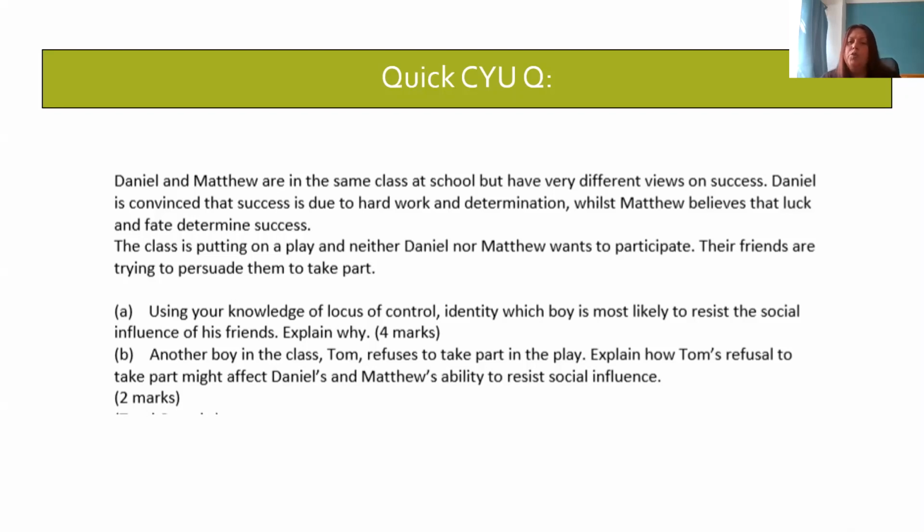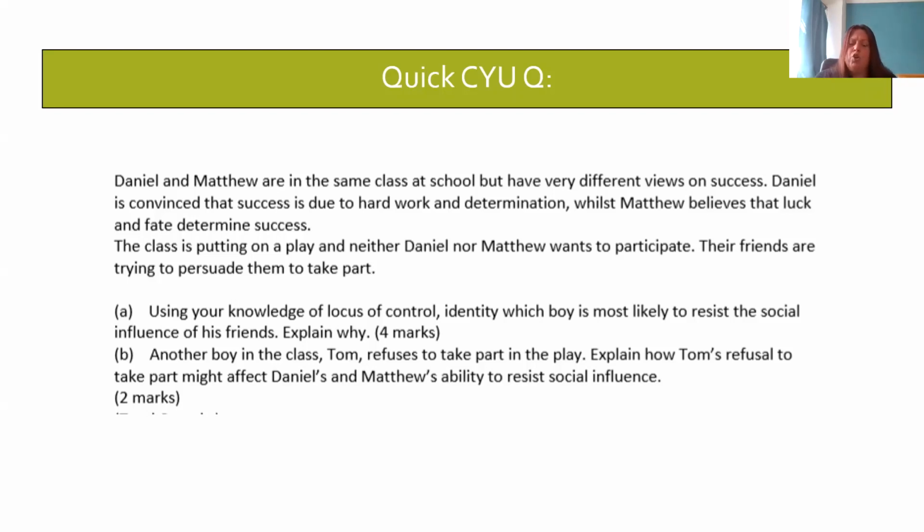Question A. Using your knowledge of locus of control, identify which boy is most likely to resist the social influence and explain why. So look at that question, 4 marks, using your knowledge. First thing, identify which boy. Explain why. So simply identifying the boy, saying which type of locus of control is already 2 marks, and then explain what it is about that particular locus of control.